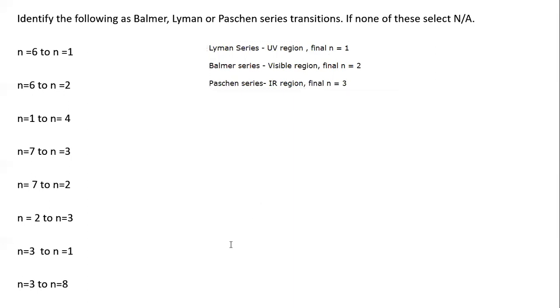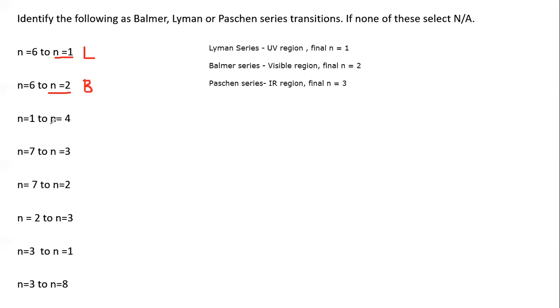And so now if we look at it, we have n equals 6 to n equals 1. 1 is our final state. 6 is higher than 1, so this would be the Lyman series. Next we have n equals 6 to n equals 2. 2 is our final state. 6 is greater than 2, so this is the Balmer series.